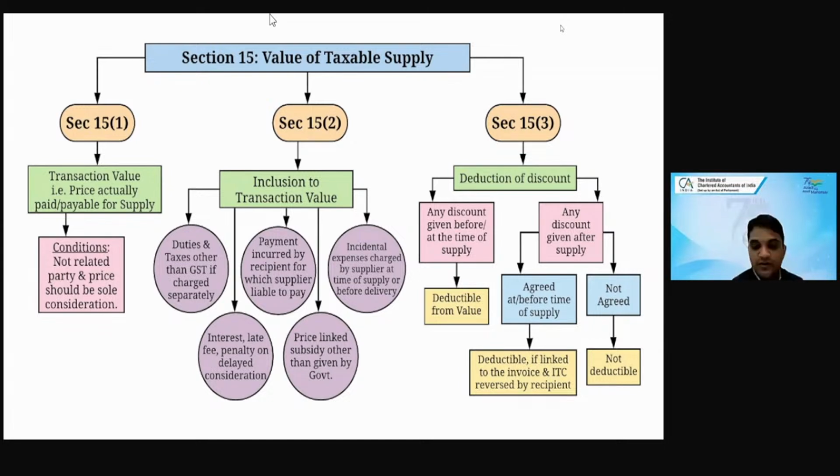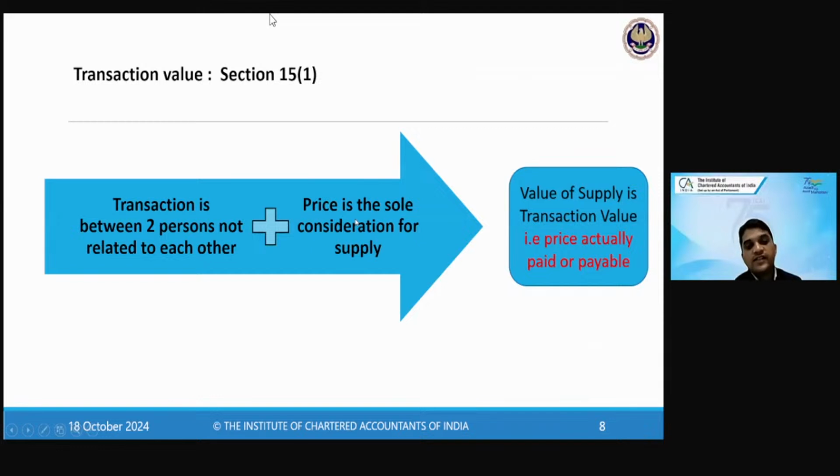Clear? 15 to 15.3. We'll understand this in detail. A transaction is between two persons which are not related to each other and price is the sole consideration. Then the value of supply is the transaction value. That is price actually paid or payable.